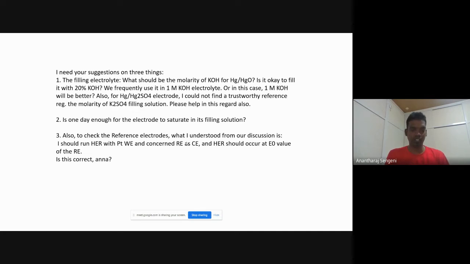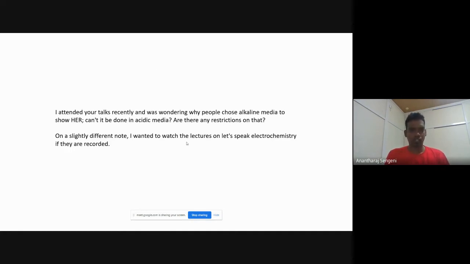All that you need is a Pt working electrode, a counter electrode, which can be anything, and the reference electrode whose potential you want to check. So by doing this simple experiment, you can easily calculate the exact potential of your reference electrode. So that's all. Let's move on to the next question.